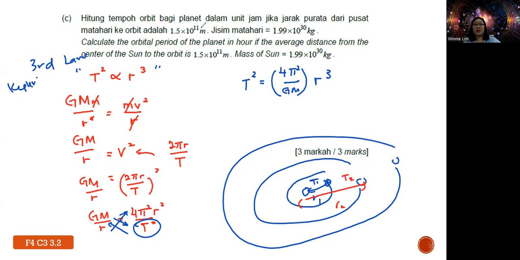Then lastly, of course, if you are further from the sun, that means this R3 will be the greatest, right? That means T3 is also the longest.